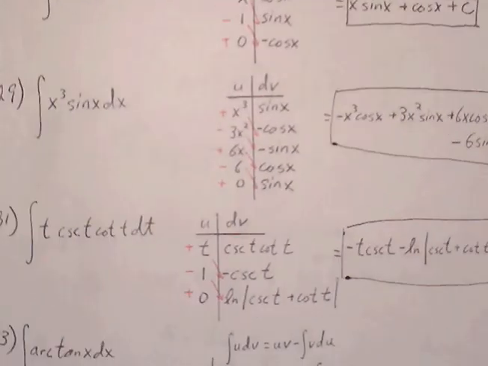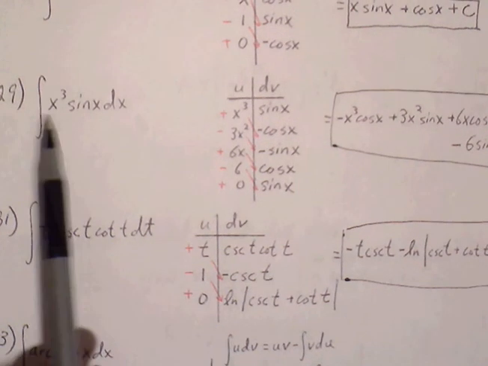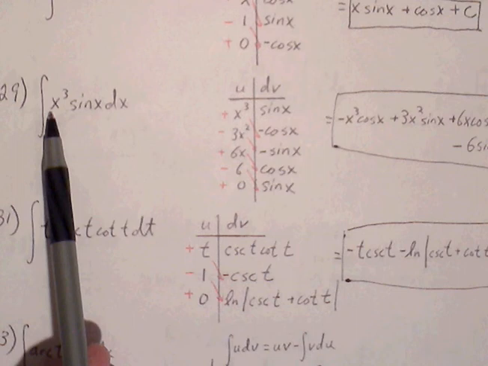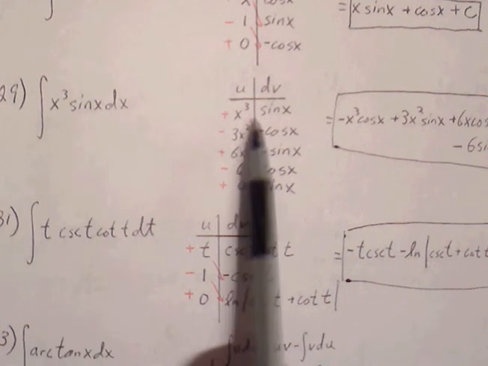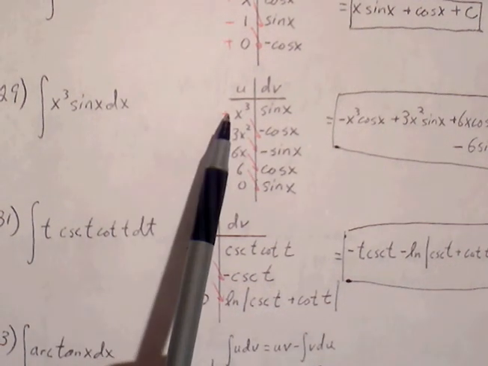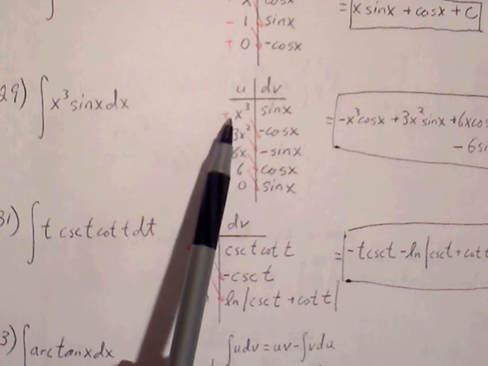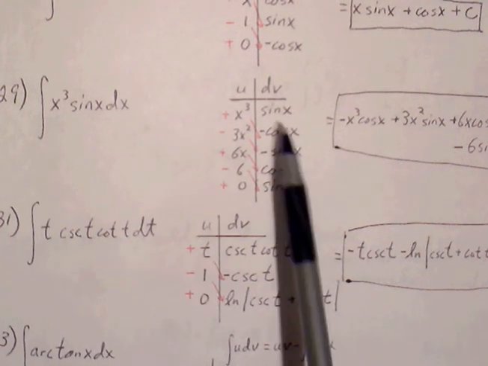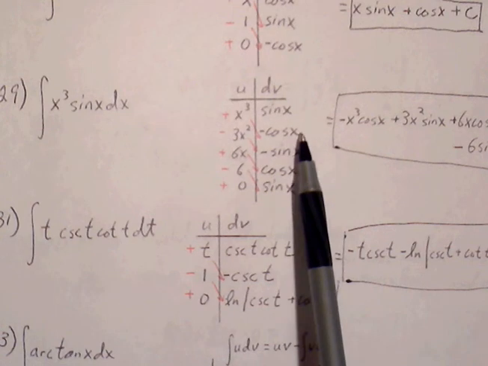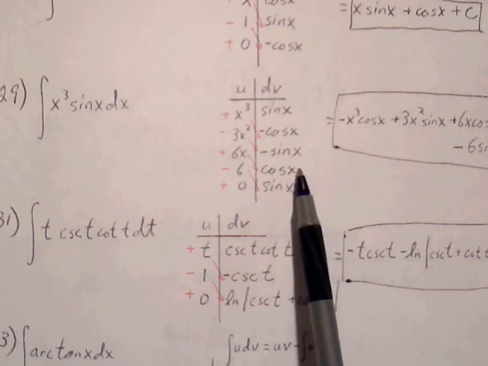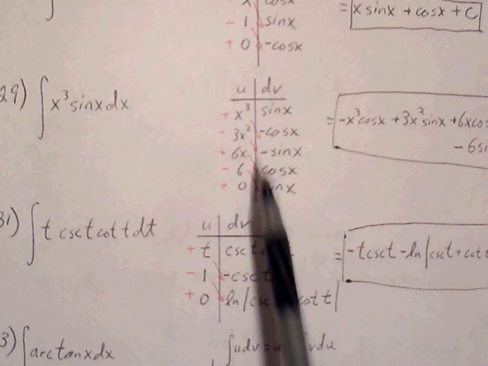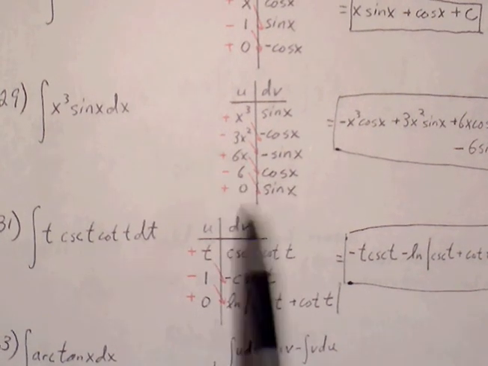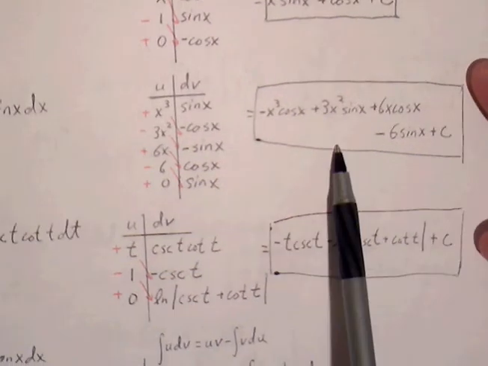29 is also going to be tab method, because we're pairing up polynomial with a trig function. It's a little bit longer here because we are starting with x cubed. So x cubed goes through x squared, 6x, 6, 0. Sine becomes negative cosine, becomes negative sine, becomes cosine, becomes back to sine. Alternating plus and minuses, match up the diagonals, and we have our solution here.